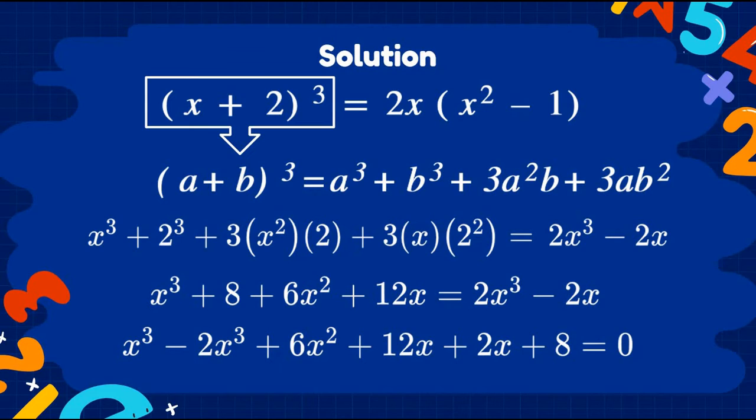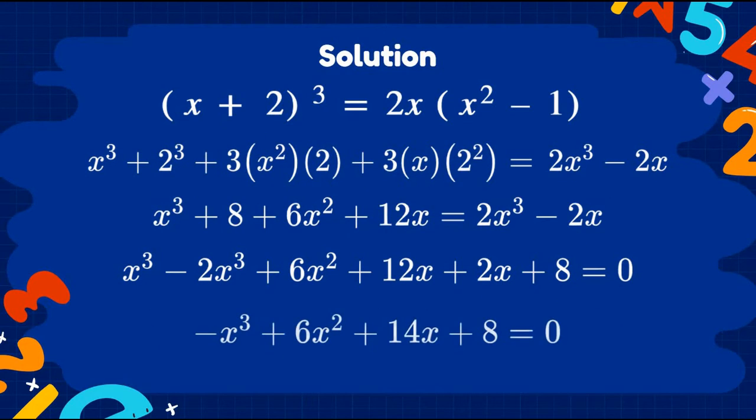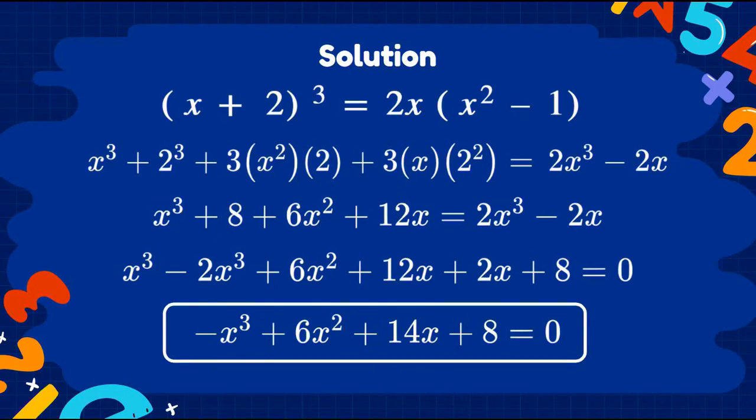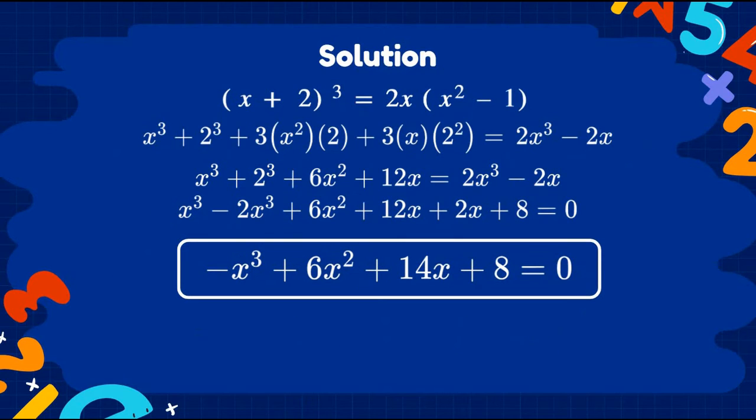Here you see some like terms, so let's just add them up, and we can even subtract some of them. If we do all these calculations, x cube minus 2x cube is minus x cube, the 6x square remains the same, 12x plus 2x would be 14x, and the 8 would be the same. So the final thing that we get is minus x cube plus 6x square plus 14x plus 8 is equal to 0, and I promise you that you cannot simplify it any further. So this is the last equation that we have got.